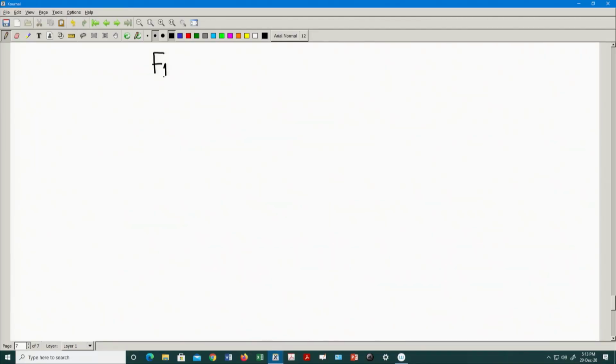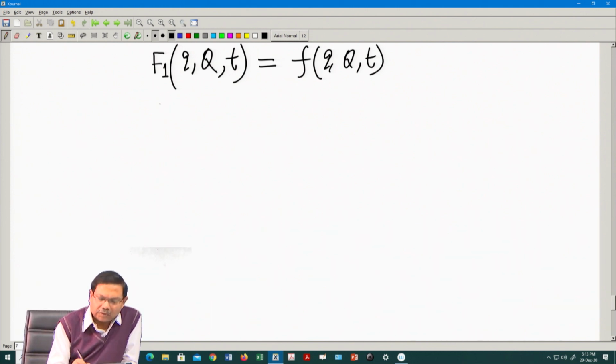So, we have already done one kind of generating function, which was a function of two generalized coordinates. One was the old one and one was the new one. That we represented by the symbol f earlier. So, that was the first kind. Now let us look at the other kinds of generating function. For that, we again go back to Hamilton's principle.